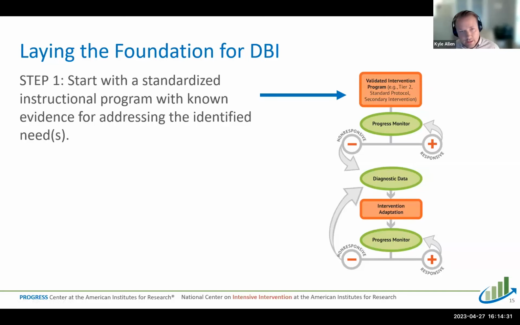Okay, so again, for this first step of DBI, it really is critical that educators are providing a standardized instructional program that has evidence to support its use in addressing a student's identified needs. Again, I want to explicitly say that when we apply the DBI process to students who are receiving special education services, we're really talking about the delivery of the agreed upon individualized, specially designed instruction as the first step. It's really where we start.